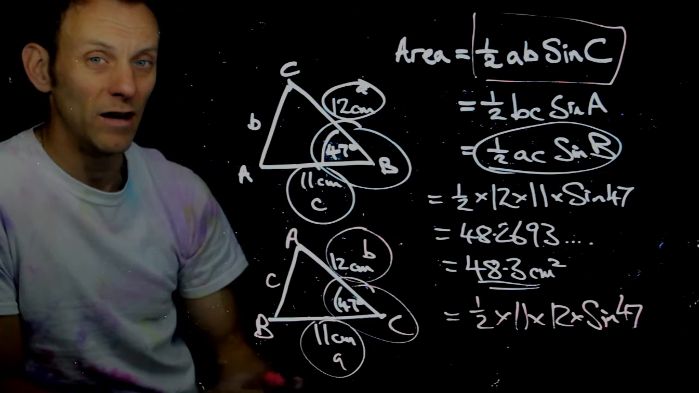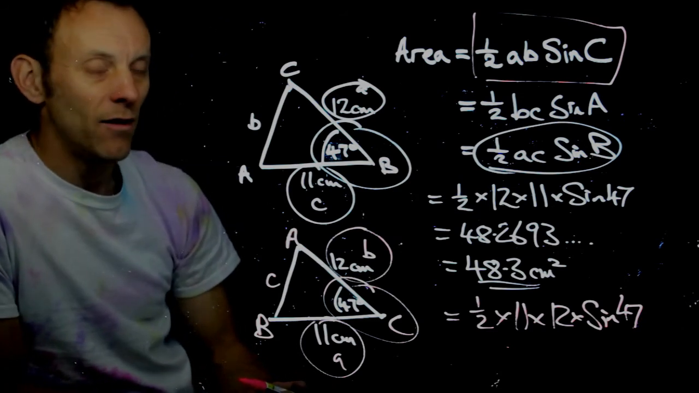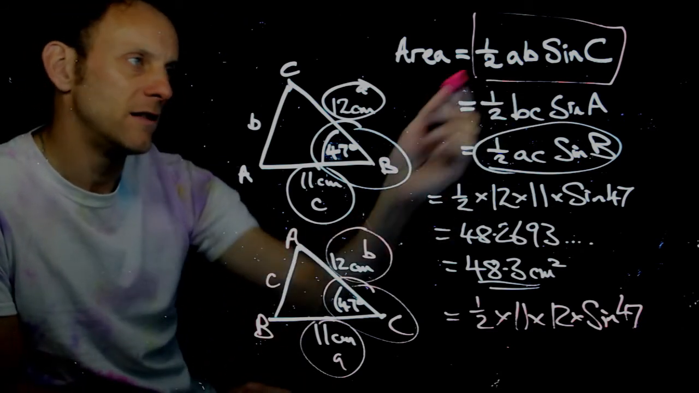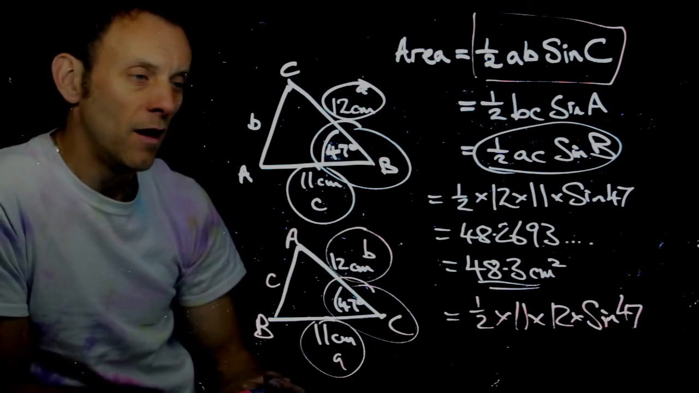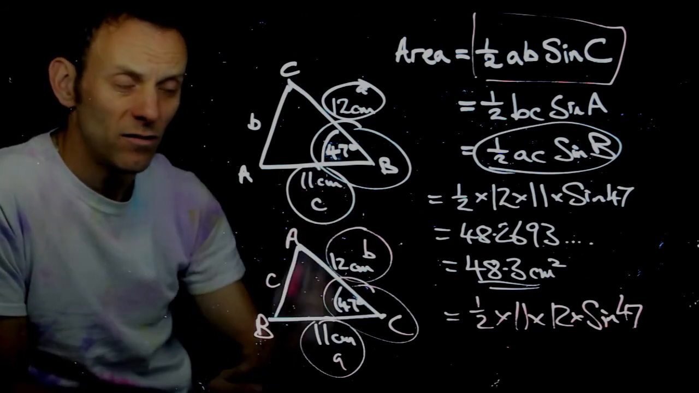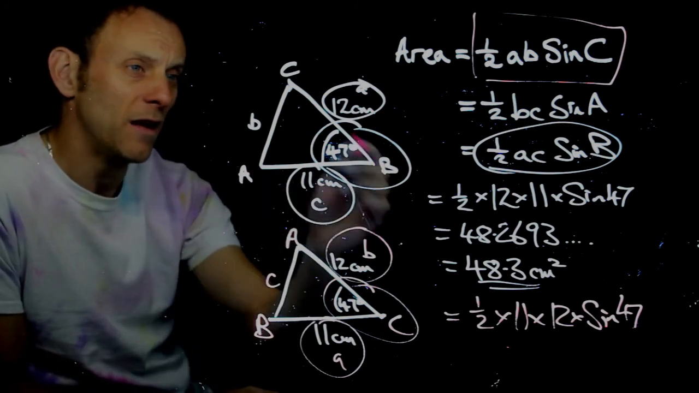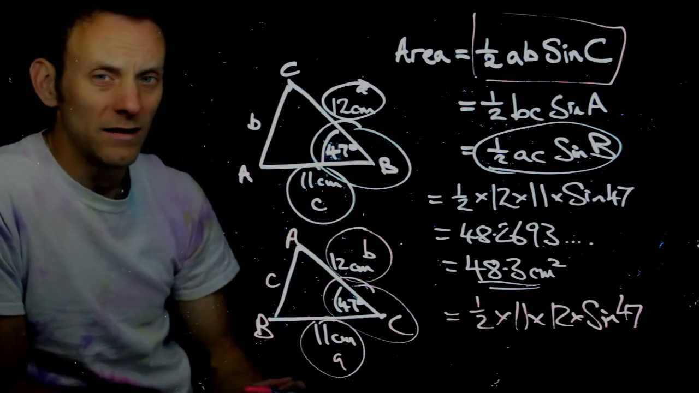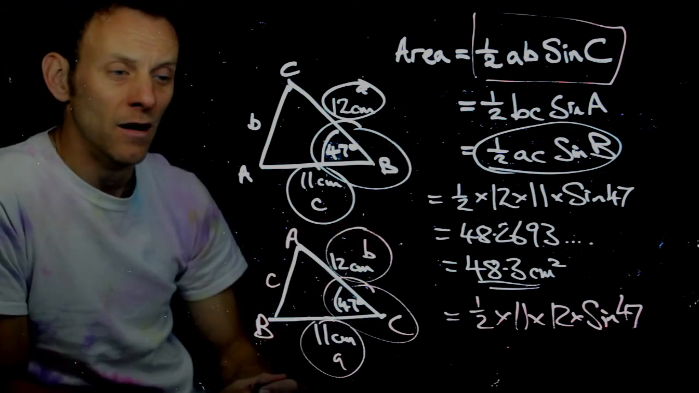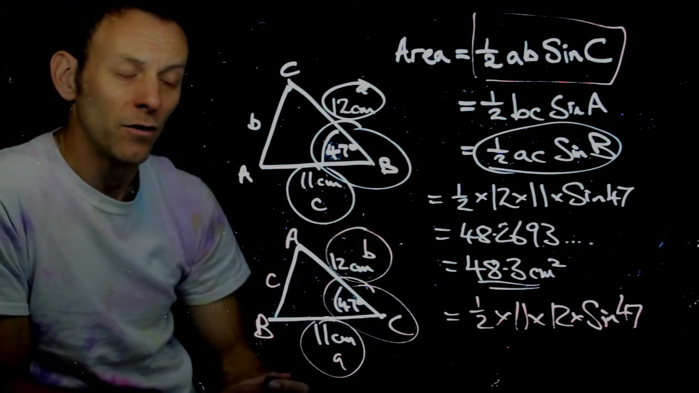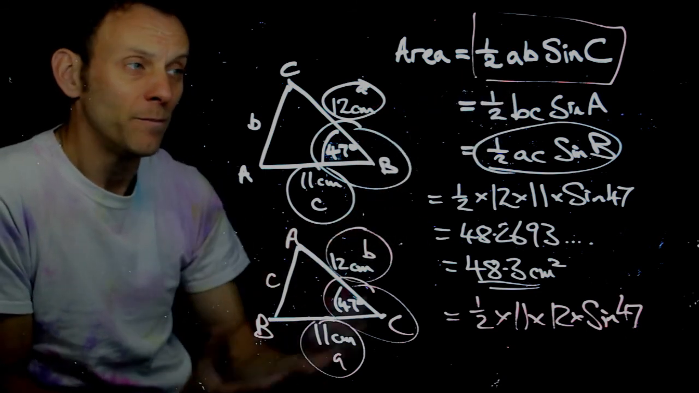It's important to know that there are rearrangements, but you don't need to learn three rearrangements. You just need to know half AB sine C for your area of a triangle, and be prepared to redraw it and relabel sides. Sometimes it could be M, N and P, it could be Q, S and T. We can just use exactly the same formula. We can relabel it ourselves, or we can adapt the formula to fit with the triangle.